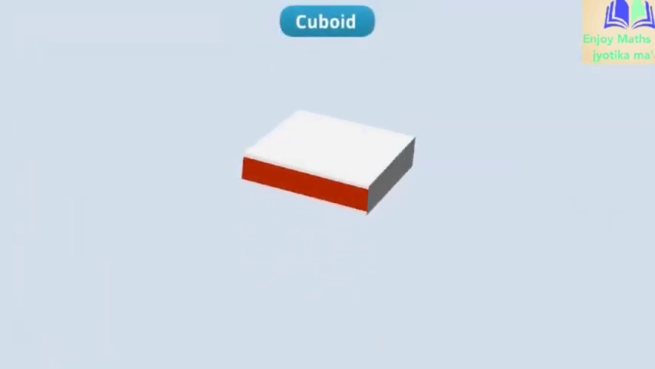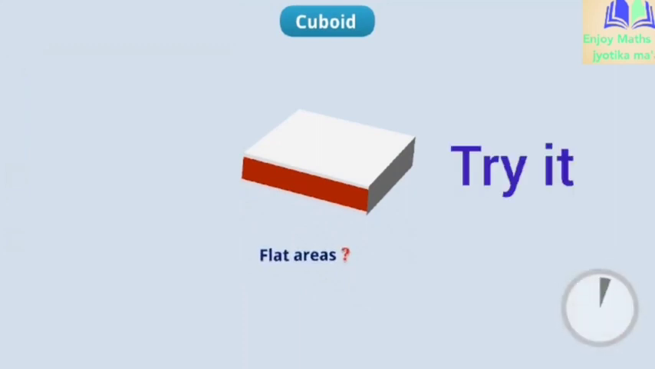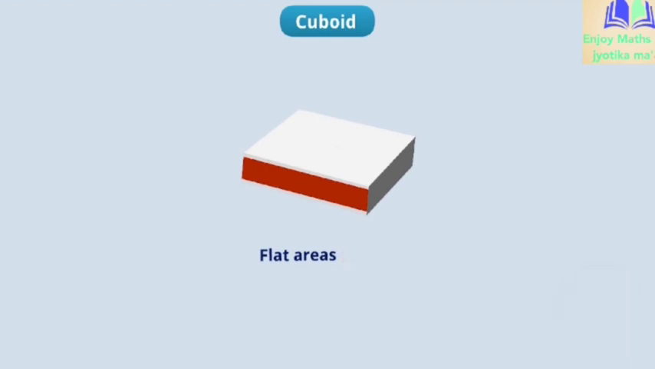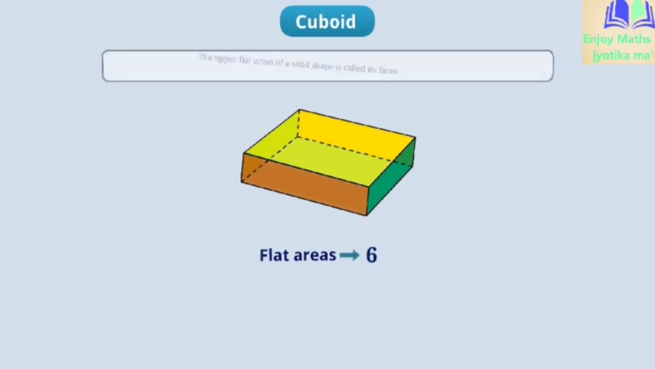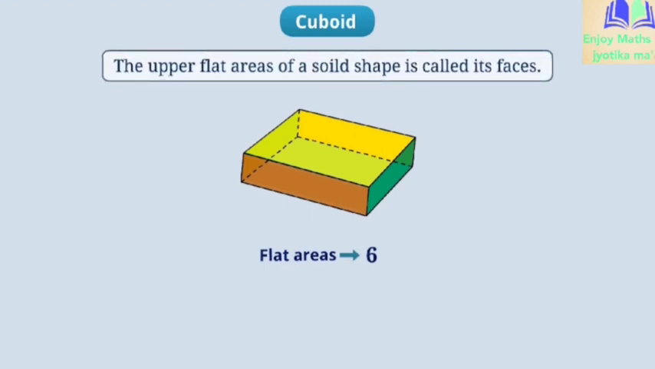Cuboid. Can you tell how many flat areas it is made of? Try it. Let us tell you. You can see that here 1, 2, 3, 4, 5 and 6 are flat areas. Thus, the matchbox is made up of 6 flat areas. The flat areas of a solid shape are called its faces. Hence, there are a total of 6 faces in the cuboid.